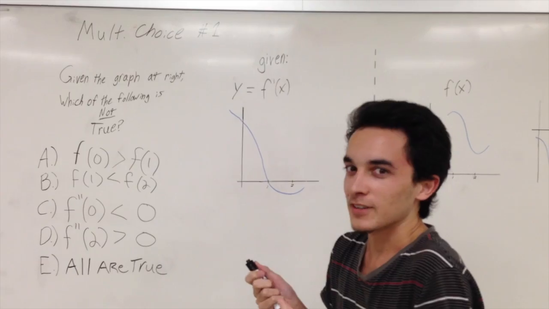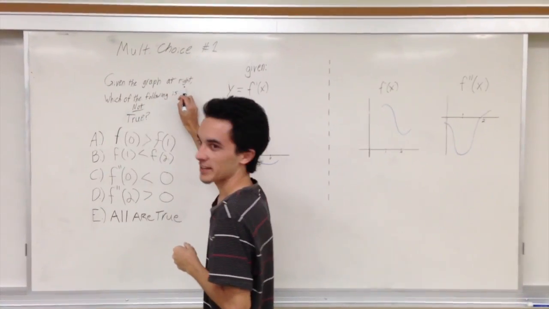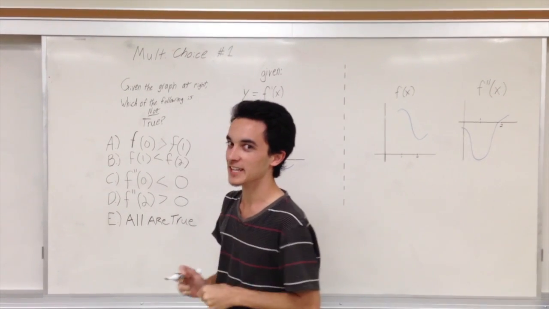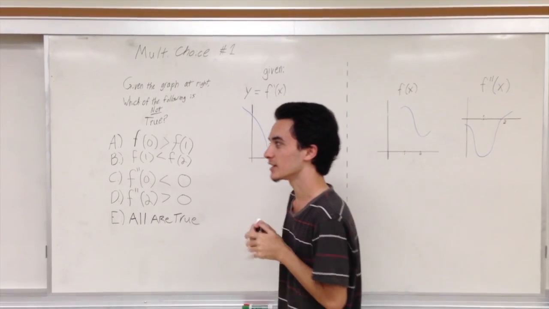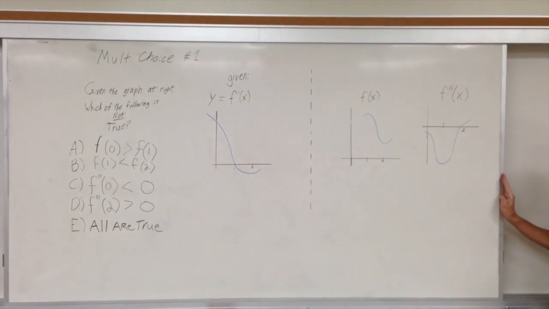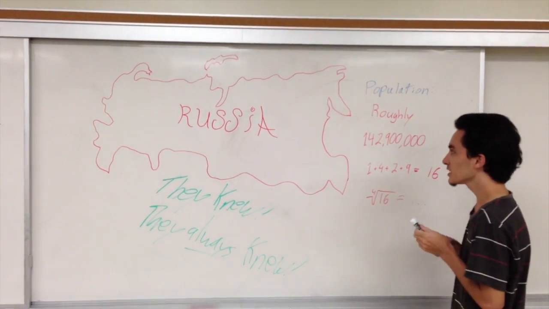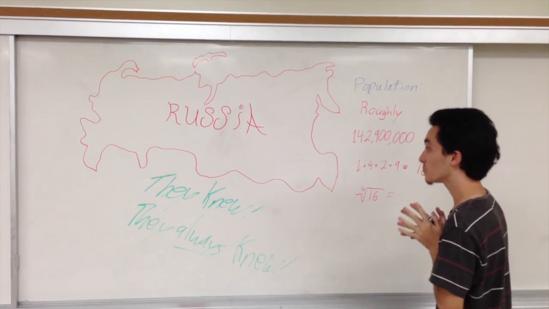I figured it out. I know what's wrong. Okay, so it says given the graph at right. It says at right on the test. That wasn't an error on our part. That was an error on the test. If it's an error on the test, then the person who wrote it must not be from America. If they're not from America, they're foreign. And if you're foreign, chances are you're from Russia. And why is that? Because the population is so high. The population is 142,900,000. That's a big population, so a big chance you're from there.